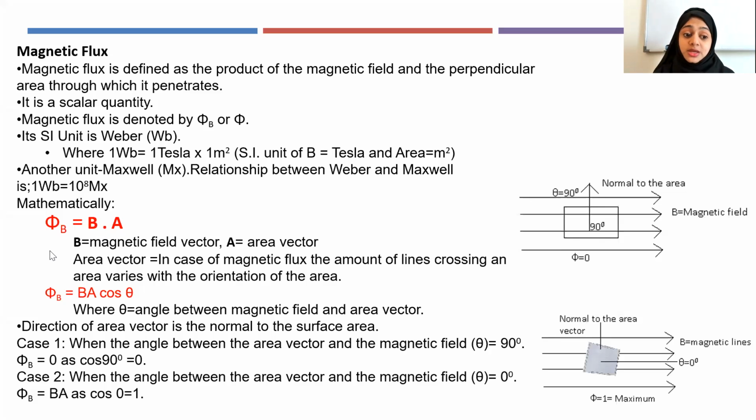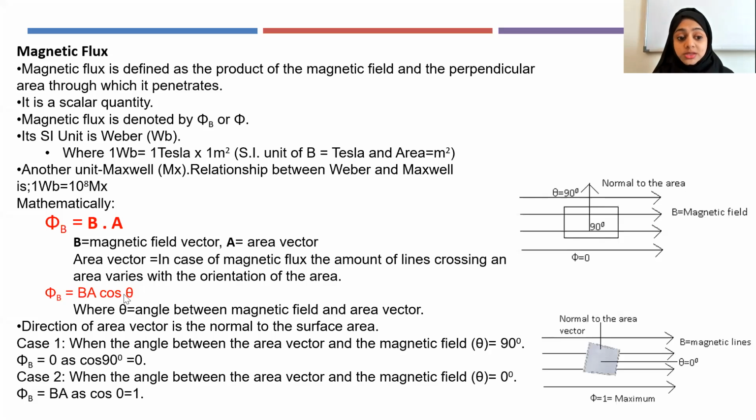So Weber per meter square. Why is this a dot product? Because magnetic flux is a scalar quantity. You can get a scalar quantity by multiplying two vectors only by taking their dot product. Okay, so that's why we have to take the dot product.